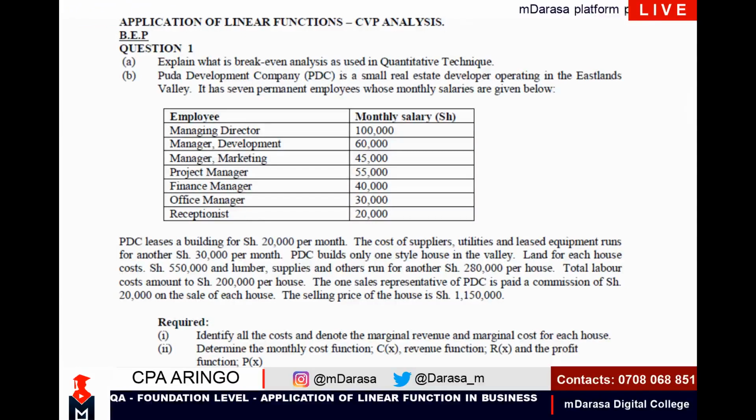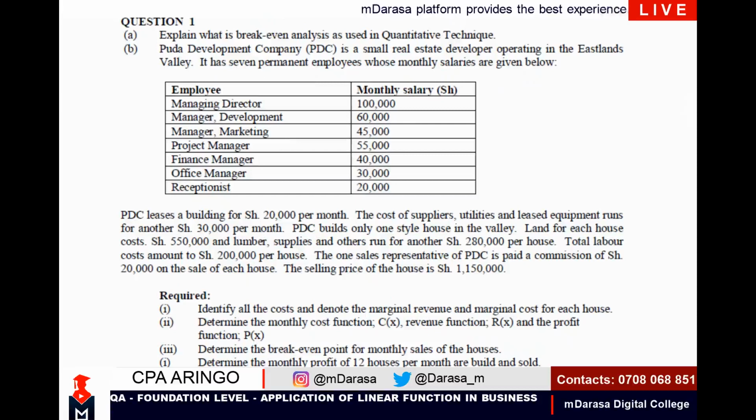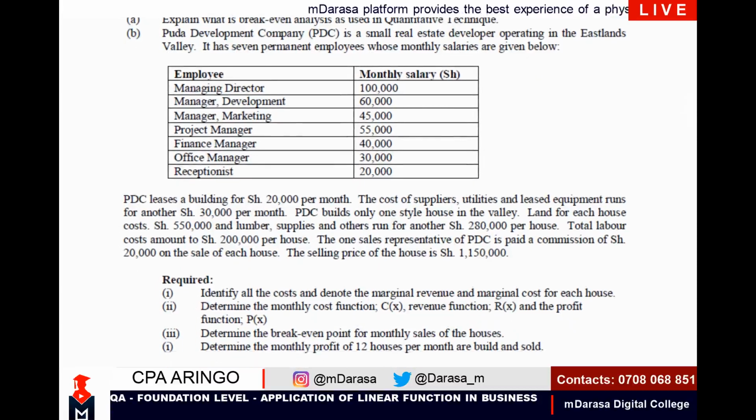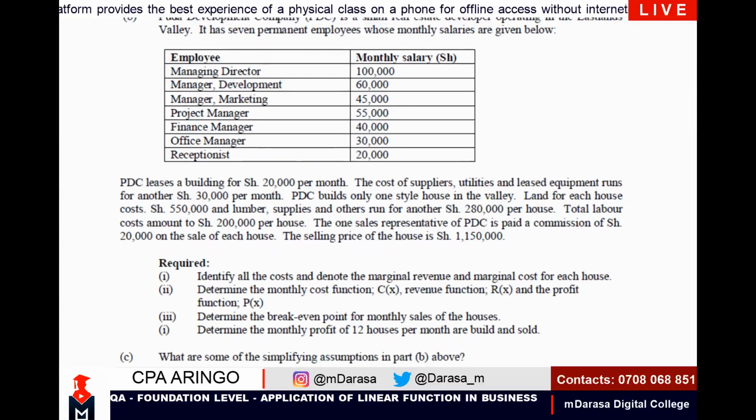PDC builds only one style of house in the valley. Land for each house, now given on a per unit basis, costs 550. Supplies and others run for another 280 per house. Total labor cost amounts to 200,000 per house. The one sales representative of PDC is paid a commission of 20,000 on the sale of each house. The selling price of the house is 1,150,000. So remember always the concept of direct or variable cost and fixed cost that will apply there.